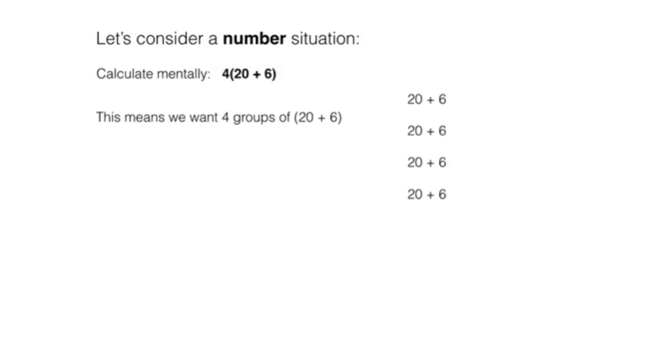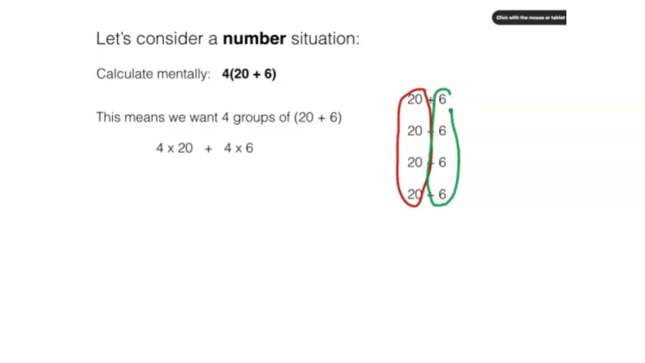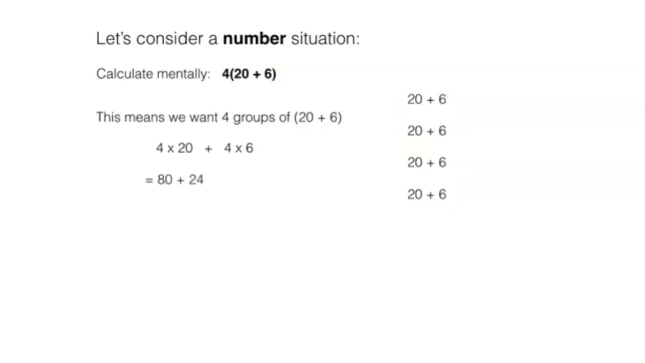So when we look at this situation, essentially what we've got here is our 4 lots of 20 and our 4 lots of 6. We can see that here, 4 lots of 20. When we consider our original question, essentially we've said 4 multiplied by 20. And to get our 4 lots of 6, we've said 4 multiplied by this positive 6. And we can work out that 4 lots of 20 is 80 and 4 lots of 6 is 24, and we get an answer of 104.